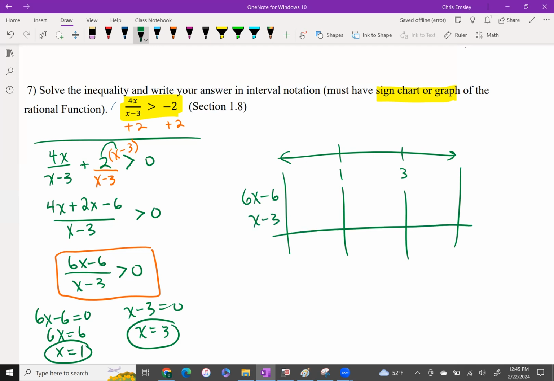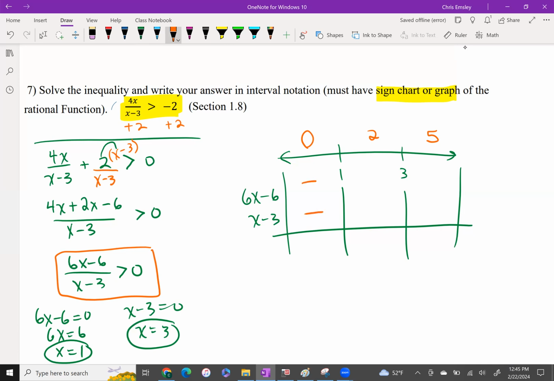And we need to choose some test values, something smaller than 1. I always like to use 0 when I can. Something in between 1 and 3, and something bigger than 3. You don't have to use my exact same test values, but you do need to make sure you choose something from the correct interval. When I put a 0 in for x, I get 0 minus 6, which is negative, or 0 minus 3, which is negative.